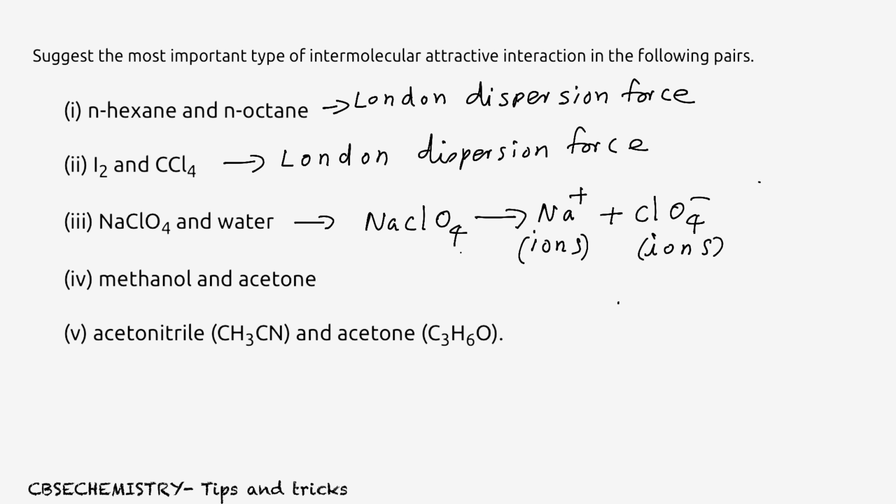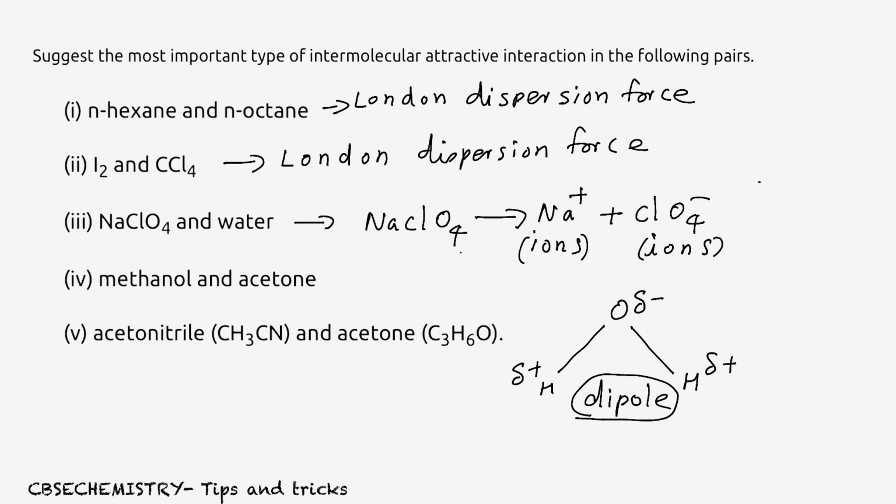If you check water, you can see due to high electronegativity of oxygen, oxygen will have partial negative charge and hydrogen will have partial positive charge. And here you can see negative and positive charge are staying very close, acting as a dipole. Water will act as a dipole. So here water is acting as a dipole and NaClO₄ is producing ions.